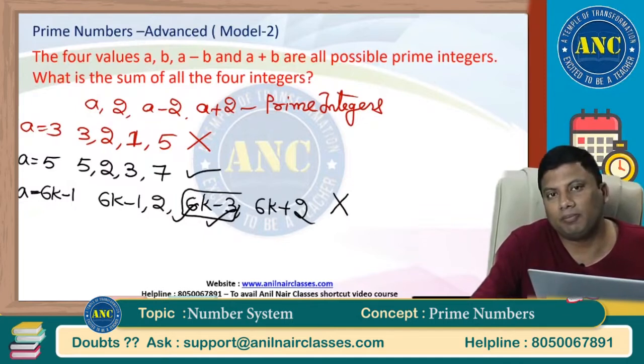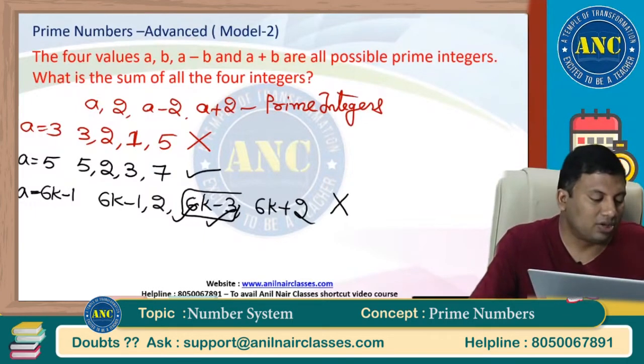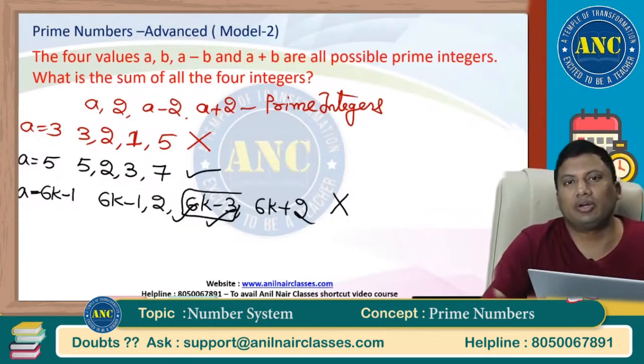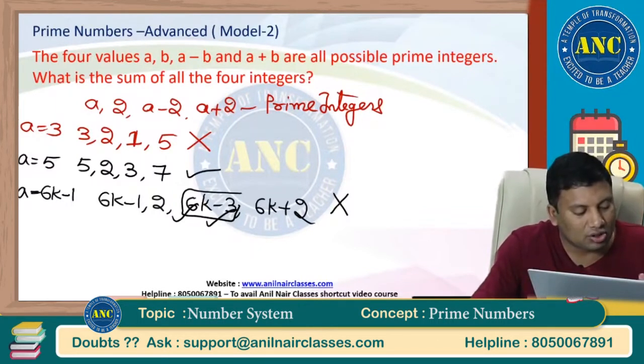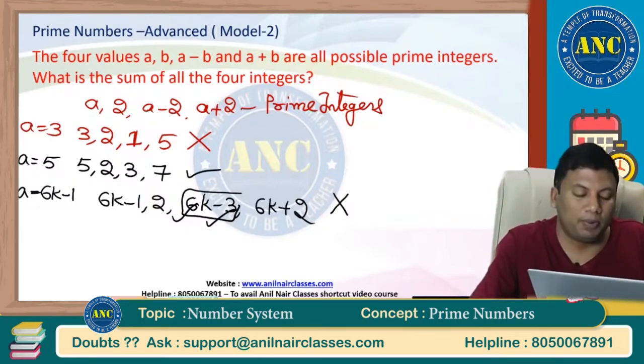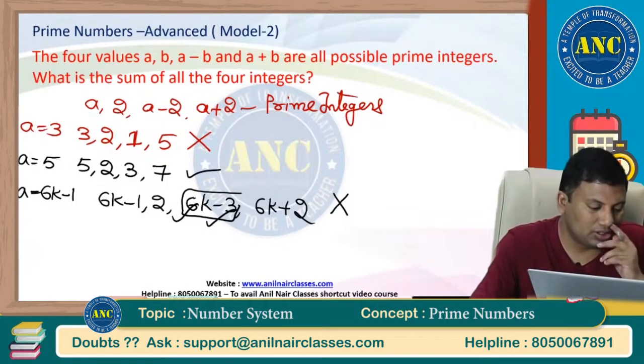Any prime number after 5, it could be 6 into 2 minus 1, 6 into 3 minus 1, 6 into 4 minus 1. There exists no prime number other than 5 which is of the form 6k minus 1, which will make these a quadruple of prime numbers: a minus 2, 6k minus 3. It is divisible by 3.